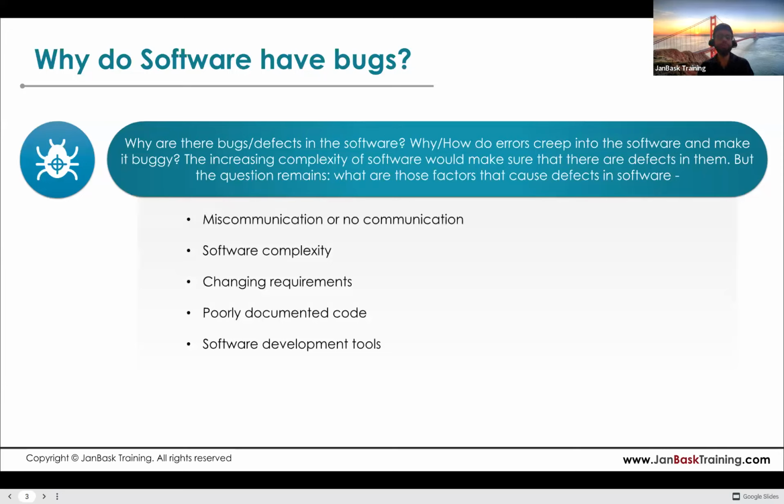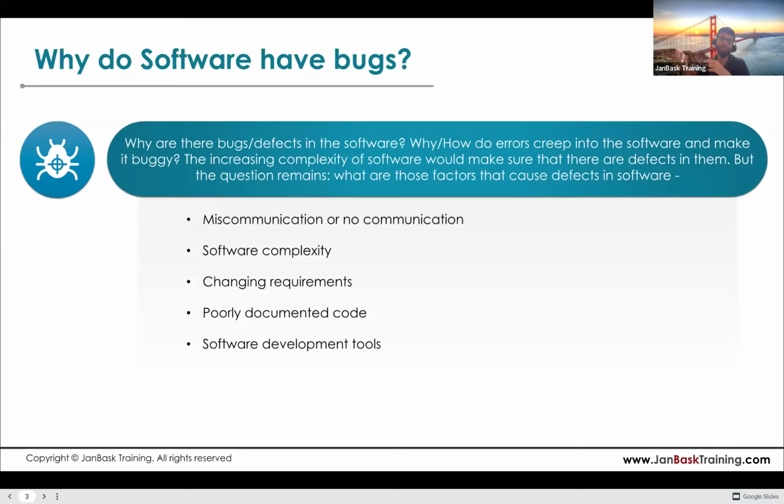So why did that mistake happen? One reason could be miscommunication or no communication. Now, where did this miscommunication or no communication happen? This might happen at different levels. The first level is the requirement provided by the customer, where there was miscommunication, or there was a lack of communication. Maybe the requirement was not described properly.